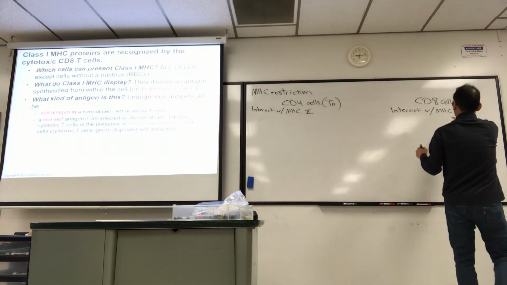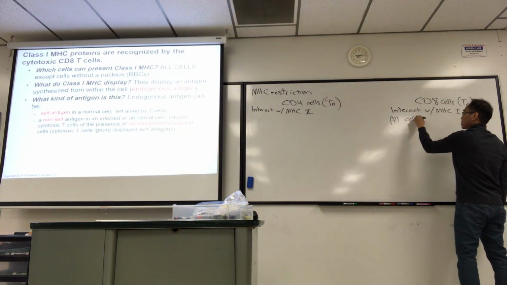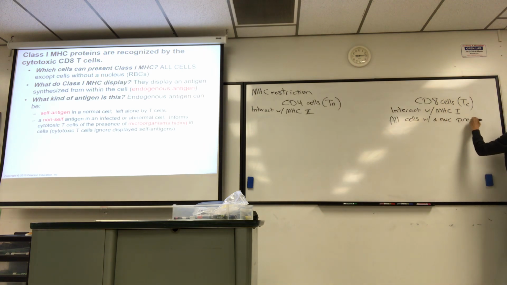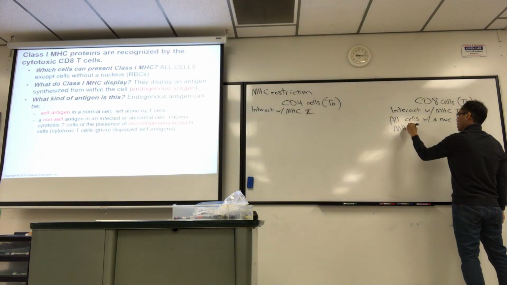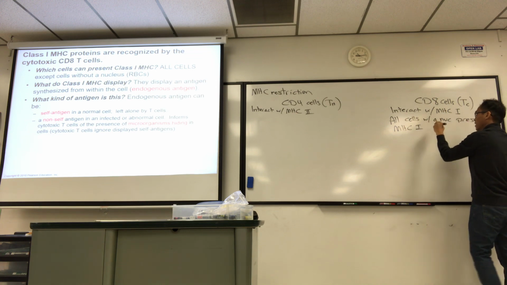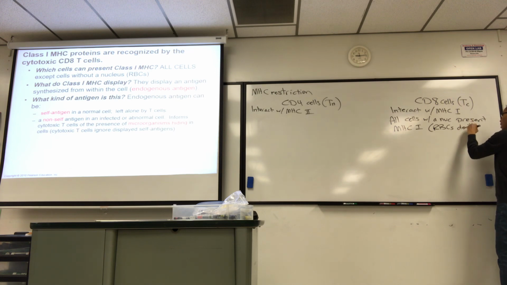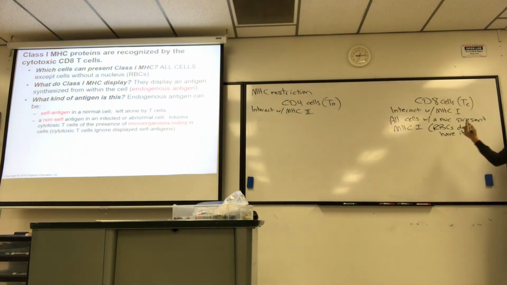Which cells have MHC1? All cells with a nuke present MHC class 1. So the exceptions are RBCs, they don't have it. They don't have a nuke. Platelets, any cell that doesn't have a nucleus will not have MHC class 1. But that's basically everything. Okay.